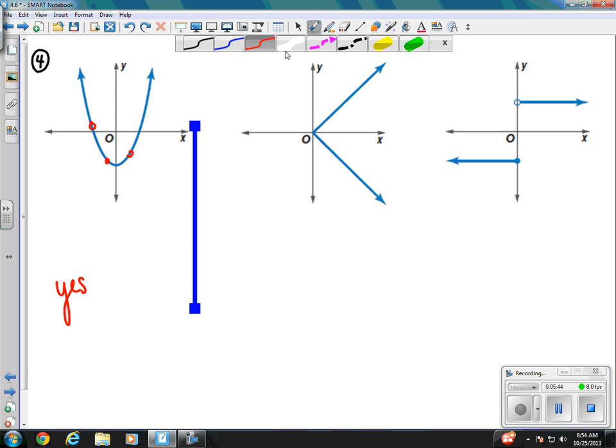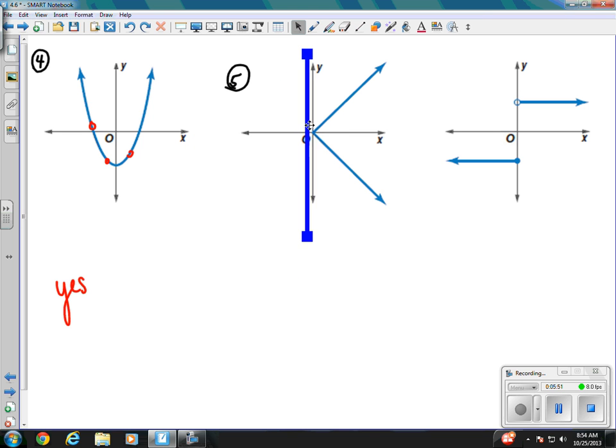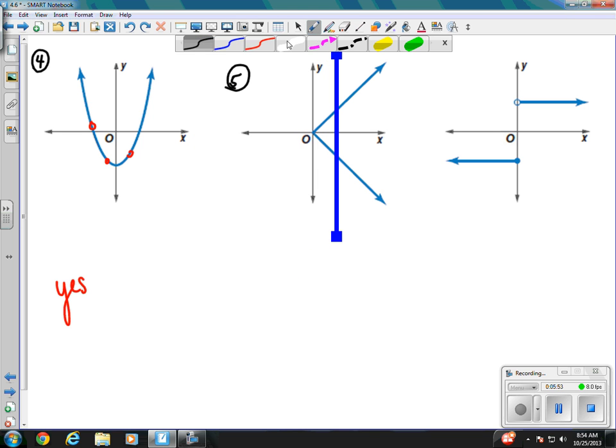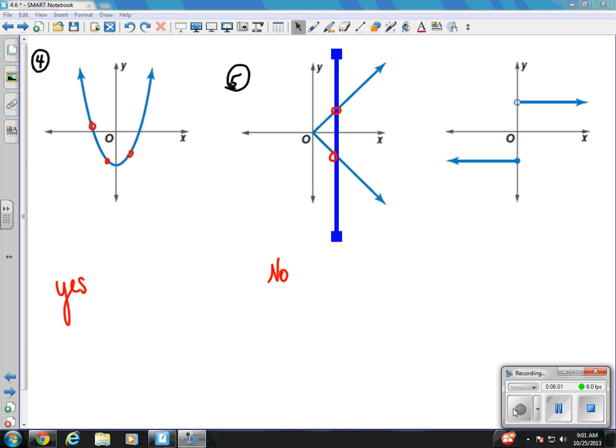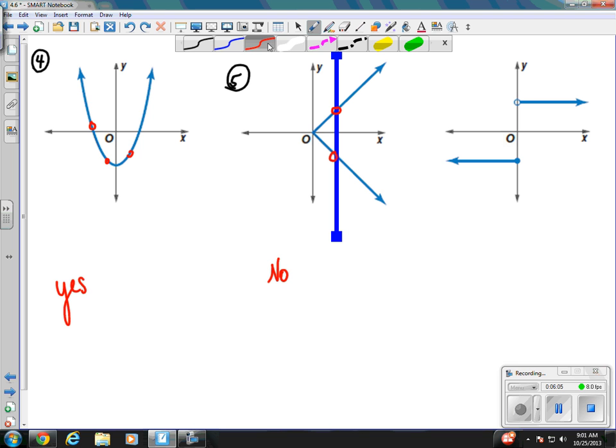So let's come across to example 5. Pull my vertical line over to my next example. As soon as I put it across my graph, I'm touching 2 points at a time. So that's automatically no, not a function. Because this graph fails the vertical line test where I touch 2 points at once, we say no, it's not a function because it fails the vertical line test.